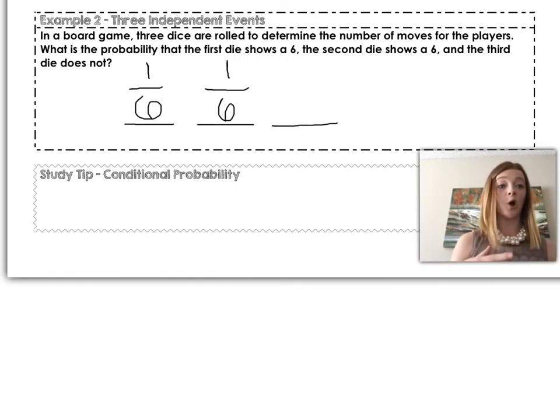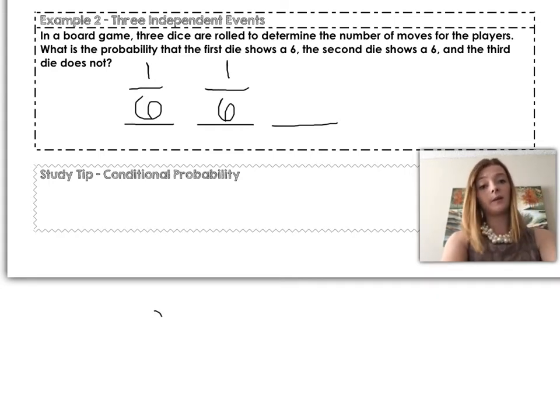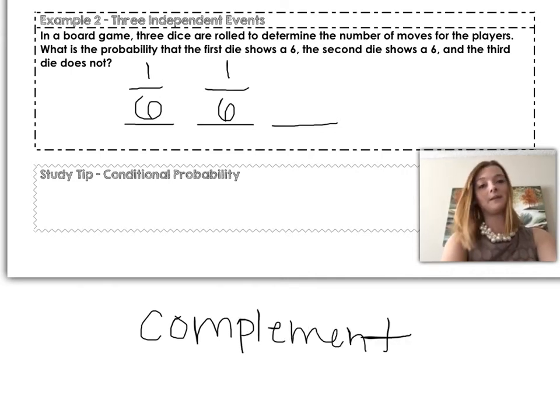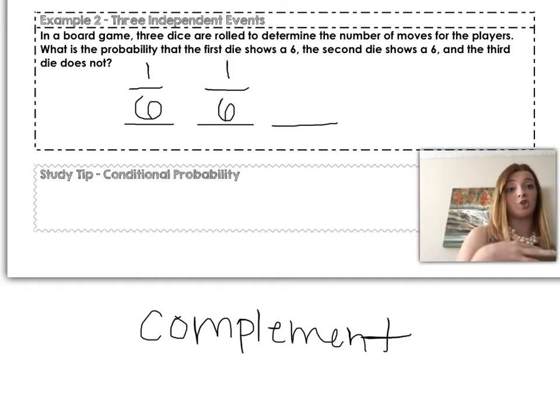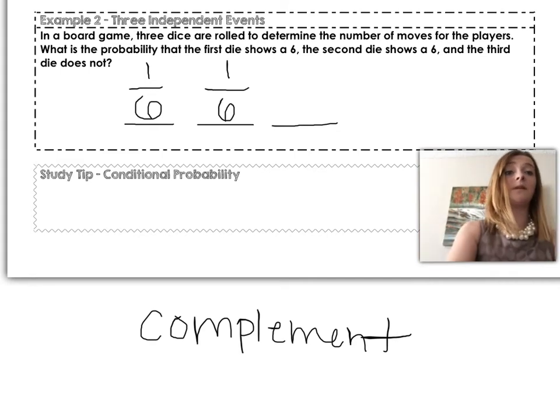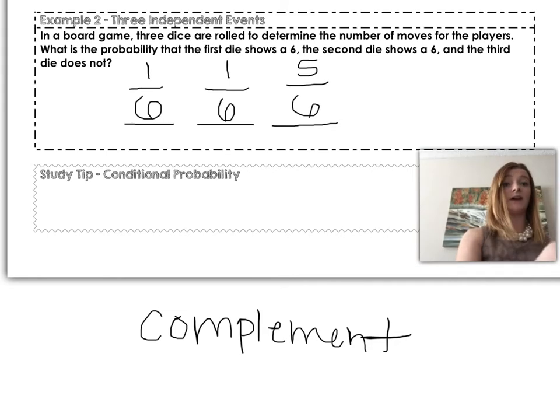What this is actually called is a complement, the opposite, okay? Complement is a vocabulary word that you actually do need to know, so I'm going to write that down right here. Please make sure you are recording the complement. The complement is the opposite of an event, so it not showing a 6. So the reverse probability of 1/6 would be 5/6, okay? So the total number of probabilities between the event and its complement should in total produce 100%. 1/6 and 5/6, that's going to add up to be 100%, okay?